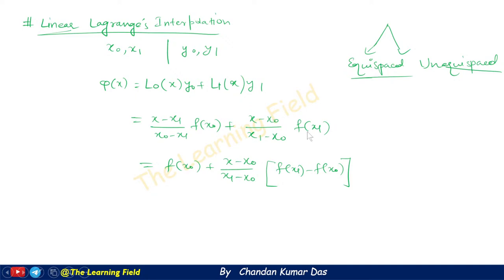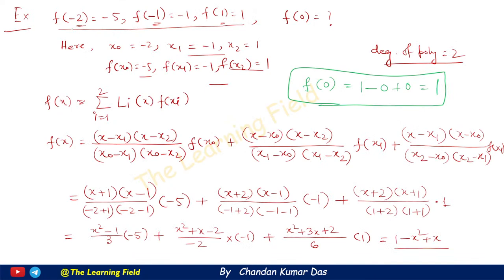Here you can see this is a very simple question, and this is equispaced? Minus 2, then minus 1, and then 1. Sorry, it is not equispaced. See, minus 2 to minus 1, the difference is 1, and minus 1 to 1, the difference is 2. Therefore, this is not equispaced. This is unequispaced nodes. Equispaced nodes means, for example, minus 1, 0, and 1, where the difference between any two x's is the same. In that case, we call the nodes equispaced.